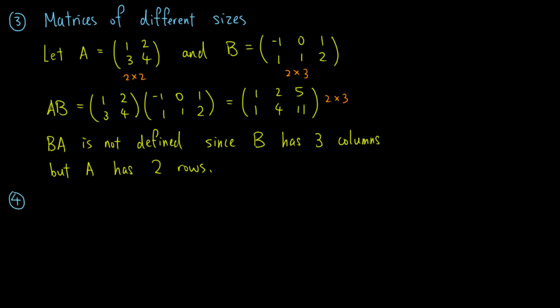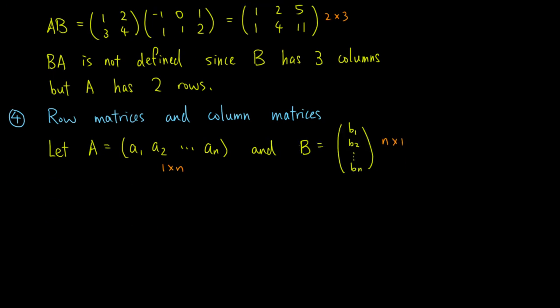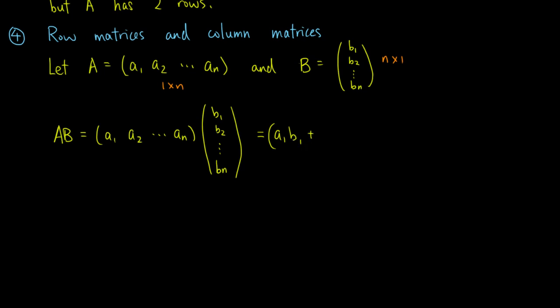For the fourth example, let's look at the multiplication between row matrices and column matrices. Let A be the row vector A1, A2 up to An, and B be the column vector B1, B2 up to Bn. Then A times B is a 1 by 1 matrix, and it is just the dot product of the two matrices, namely A1 times B1 plus A2 times B2 plus all the way to An times Bn.